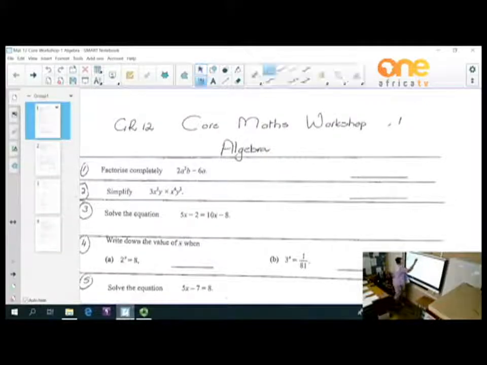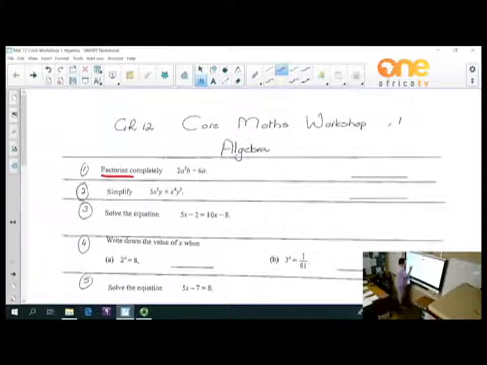The first question says factorize. Factorize means I have to divide. I have to divide something common into both. Now it might be a number, a letter, or a number and a letter. In this case, I can take out 2a to be my first factor.